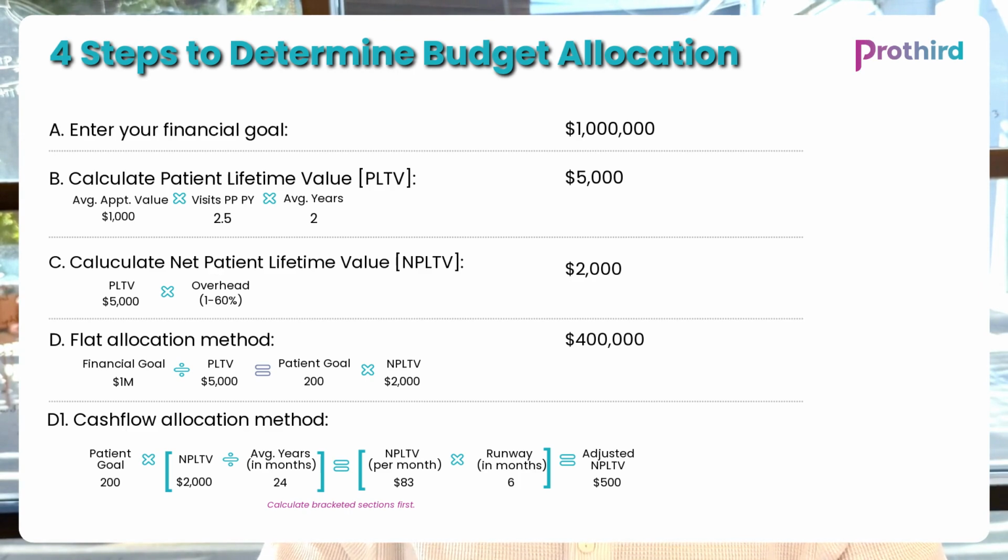Okay. So what this reduction from $2,000 to $500 in net patient lifetime value is showing you is the amount of revenue you expect to collect over that 6 month runway that you have, which is going to be about $500 out of the $2,000 we expect to collect over their entire lifetime. All right, now we're going to finish off the allocation. We'll take that $500, multiply it by the number of patients we need to acquire in order to reach our financial goal, and boom. Now the max money you can allocate drops from $400,000 to $100,000.